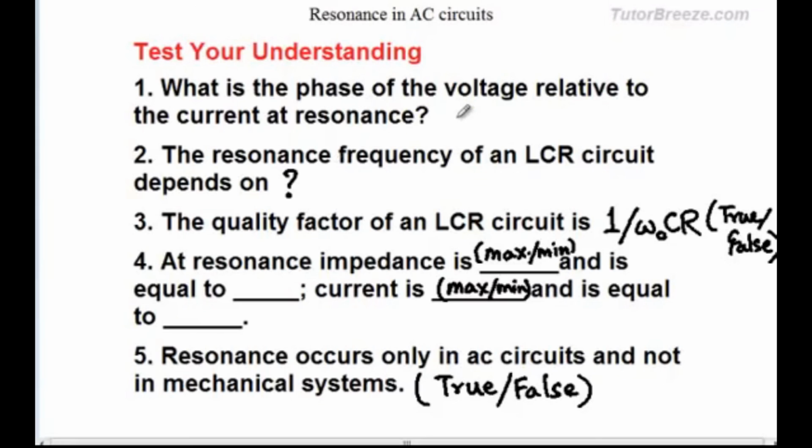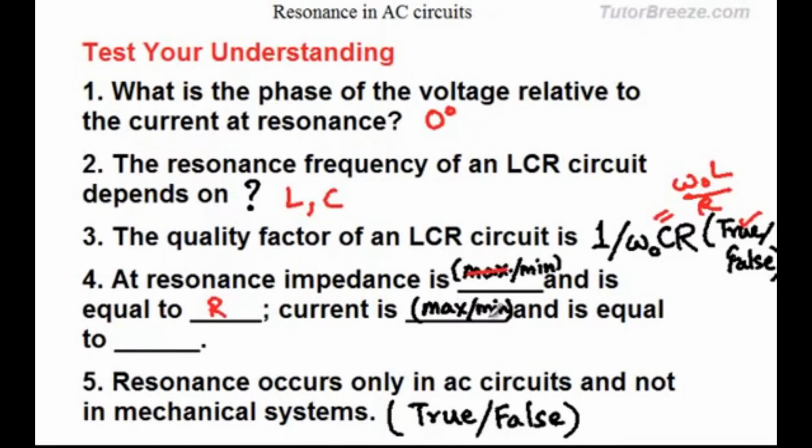Now for the answers: the phase of the voltage is 0 degrees relative to the current. Resonant frequency depends upon L and C. The quality factor statement is true because this is the same as omega naught L by R, since at resonance omega naught L is equal to 1 by omega naught C. Impedance is minimum at resonance and it is equal to R. Current is maximum and it is equal to V over R.